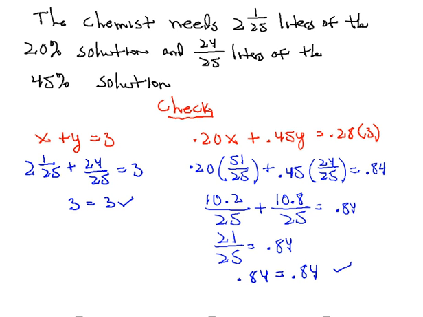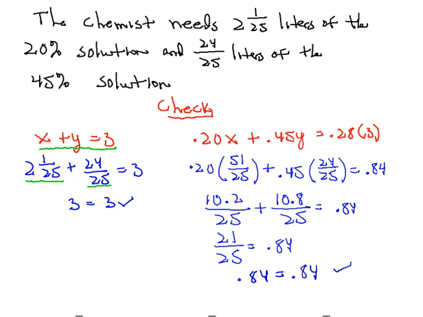Now we'll write a sentence answering the question that was posed by the problem, and we can state that the chemist needs 2 and 1/25 liters of the 20% solution and 24/25 liters of the 45% solution. Then as our final step, let's check those values back in both of the original equations. And the first equation in our system, you recall, was x plus y equals 3. Substituting the value for x and the value for y, and adding those together, we can clearly see that the left-hand side will simplify to 3.